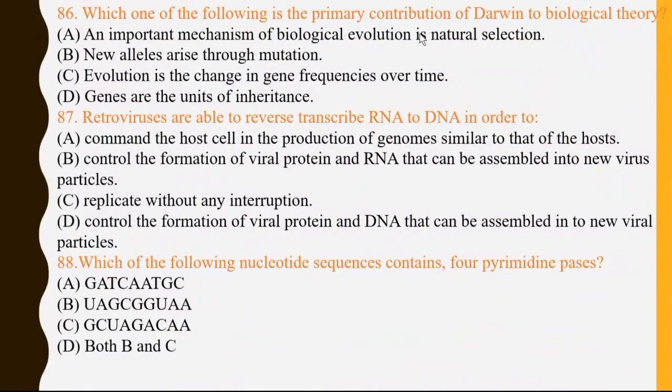The following is the primary contribution of Darwin to biological theory. A. An important mechanism of biological evolution is natural selection. B. New alleles arise through mutation. C. Evolution is the change in the gene frequency over time. D. Genes are the unit of inheritance.